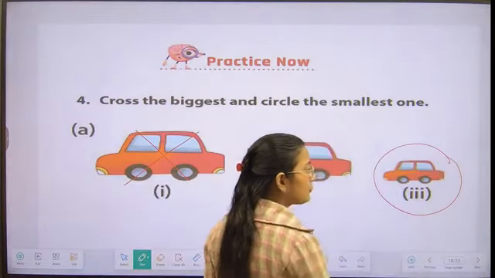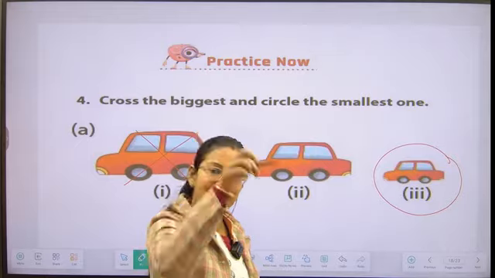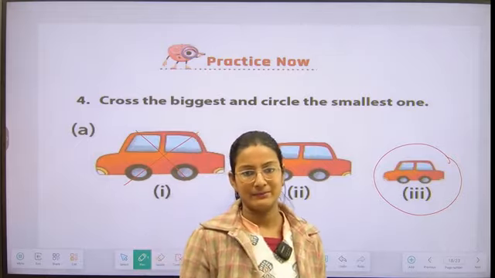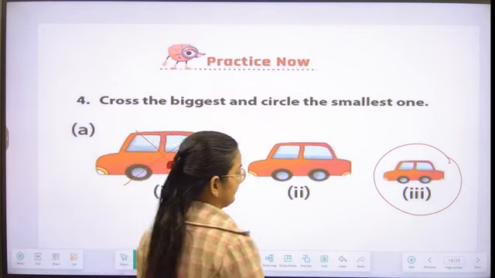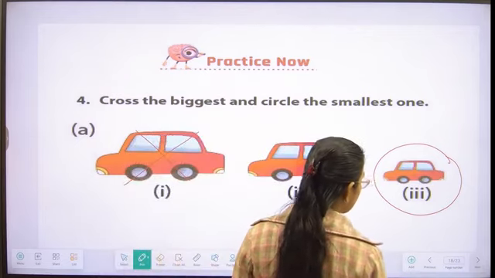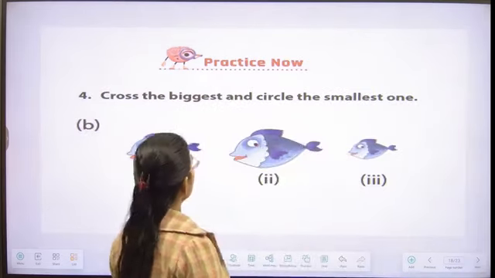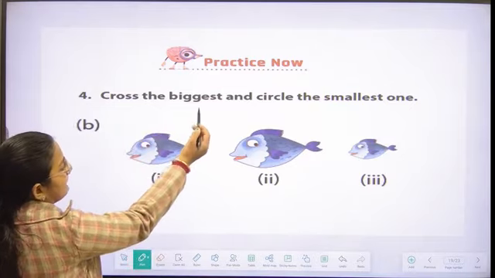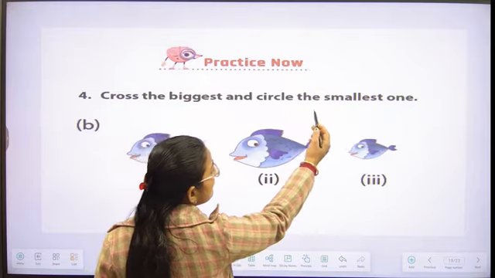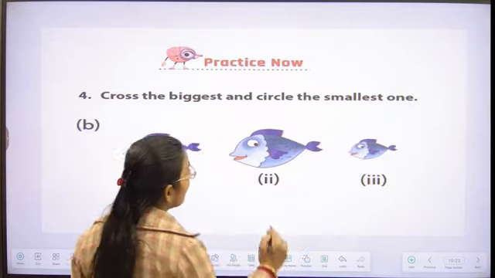So what we have to do? We have to circle that car. Everyone did? Very good. Move to our next exercise. Our next exercise is we have to cross the biggest and circle the smallest one.